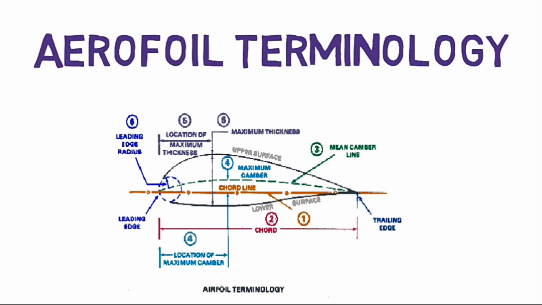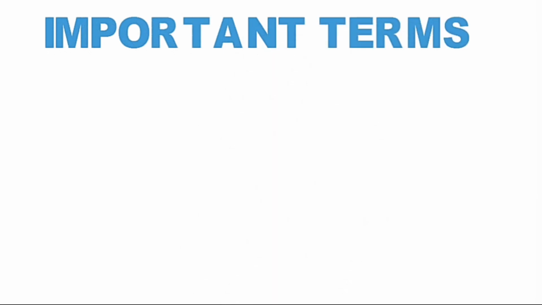Then we have the maximum camber, which is the divergence from the chord line to the mean camber line. Then we have its location, which is approximately 2/3 of the leading edge. Then we have the maximum thickness, which is from the upper surface to the lower surface. Then we have the location of the maximum thickness, which is 1/4 of the leading edge. Then we have the leading edge radius, which is used to determine the characteristics of an aerofoil or its thickness. So it varies widely from aerofoil to aerofoil. So I think you got a better idea about the basic terms of aerofoil.